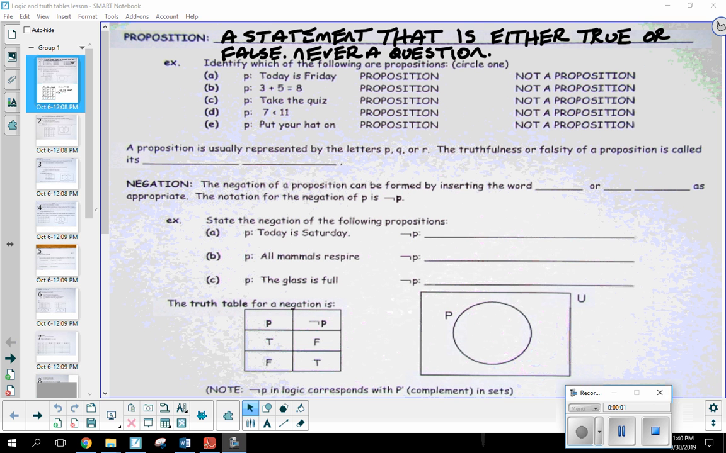This material that we are beginning today, logic and truth tables, is not on tomorrow's quiz. It's just the previous assignment and lesson, intro to sets. That's coming up tomorrow. We're going to be talking about basically your if-then statements, and these are made of what we call propositions.